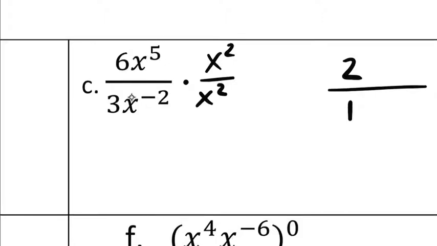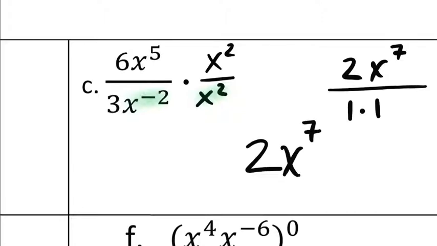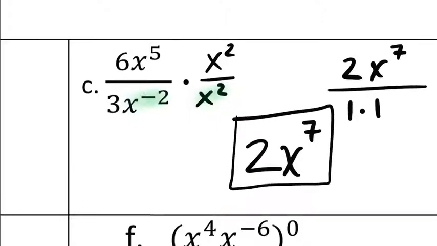In this denominator, when I multiply x to the negative second times x to the second, that product is equal to the number 1. So I can say there's another factor of 1 in the denominator, but 1 times 1 is still 1. In the numerator, I do end up with x to the 5th times x to the 2nd, which is x to the 7th power. So my final answer would be 2 times x raised to the 7th power, because if I divide by 1 and then divide by 1 again, it doesn't change anything.